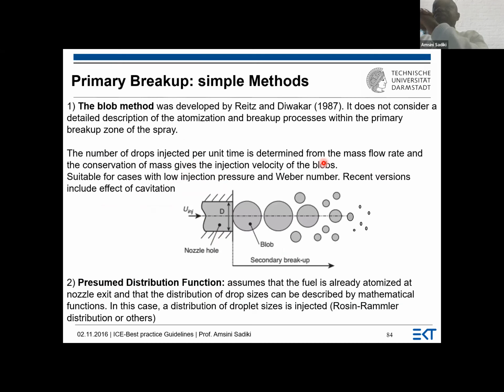We try to put some models here. I summarize them, and I will show you some examples in which we include these models and which kind of result we obtain. We have the first model. It is the primary breakup model, the blob method. So we assume that the radius of the first droplets, the parent droplets, is the same as the diameter of the nozzle. And from this, we can follow the other droplets.